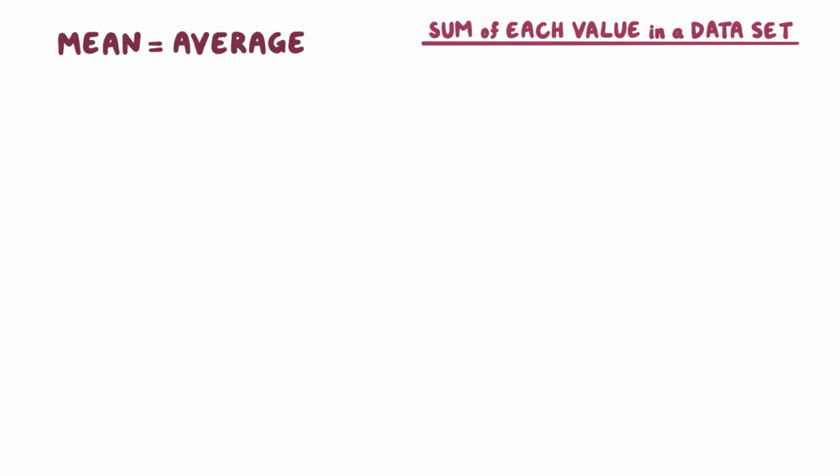The mean, median, and mode are the most commonly used ways to measure the central point. Let's start with the mean, which is also called the average. You can calculate the mean by adding up each value in a dataset and then dividing by the total number of data points. Let's look at an example.